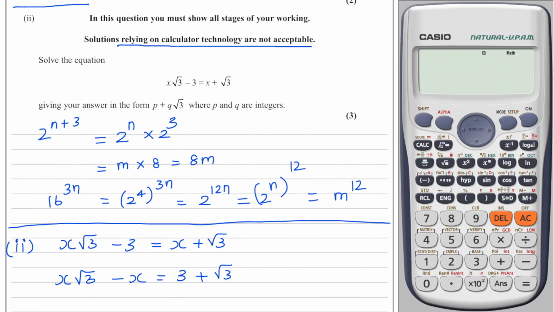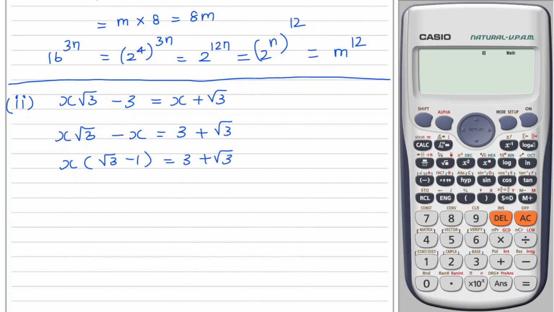If we take x commonly outside from here, it comes like x times root 3 minus 1 is equal to 3 plus root 3. They asked you to solve this equation, so we need to find the x value. So the x value is equal to 3 plus root 3 divided by root 3 minus 1. Now we need to simplify this, but we can't use the calculator directly. We need to write all the steps. So we need to follow rationalizing the denominator. Since the denominator is root 3 minus 1, we multiply by root 3 plus 1, and in the numerator also root 3 plus 1.